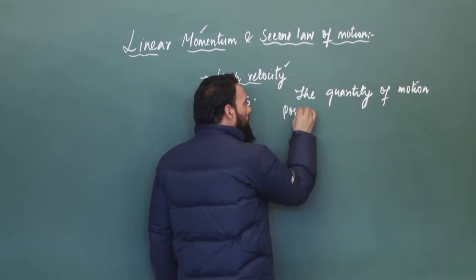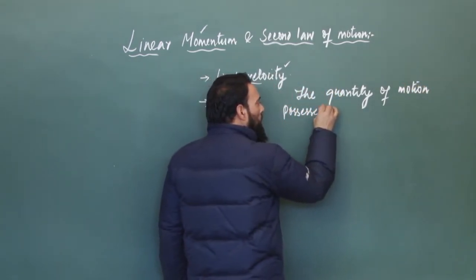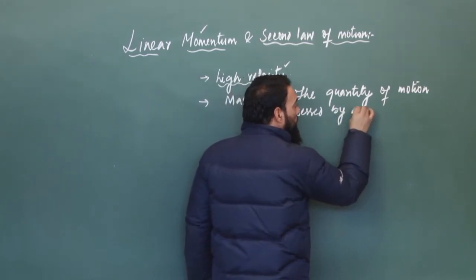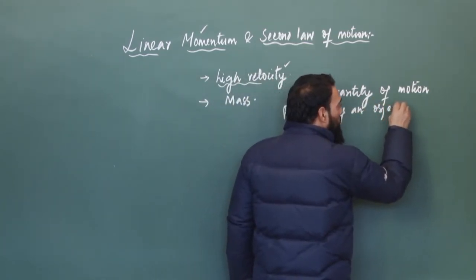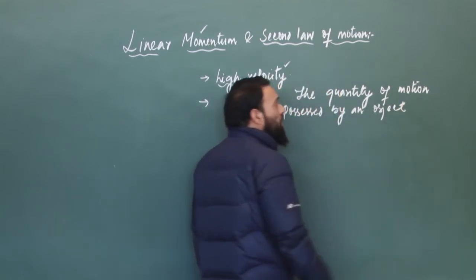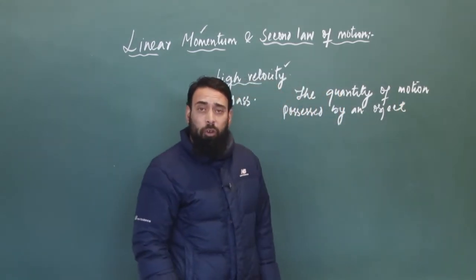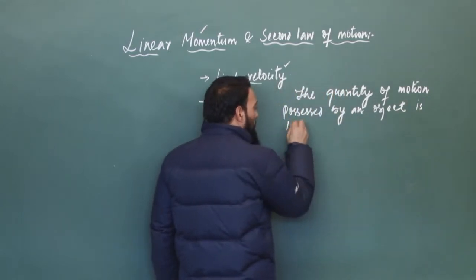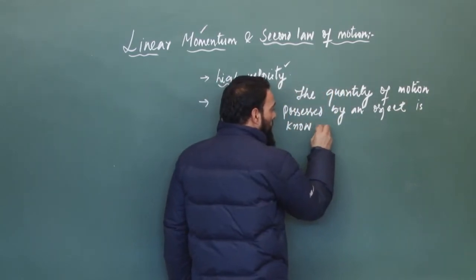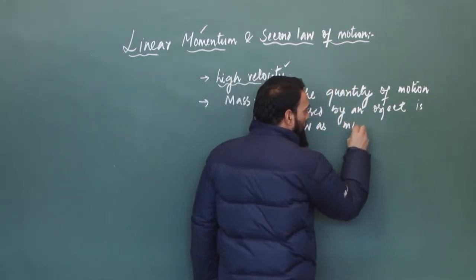possessed by an object. The quantity of motion possessed by an object is known as momentum.